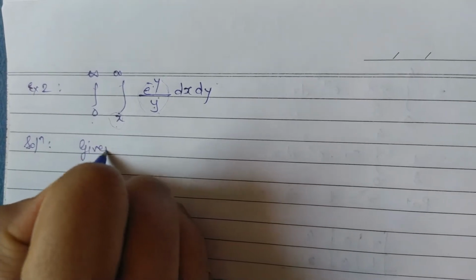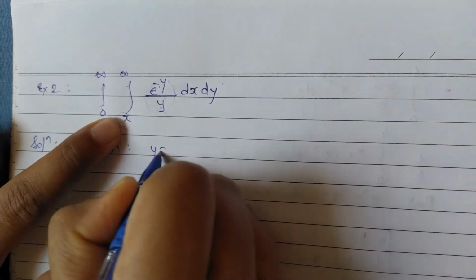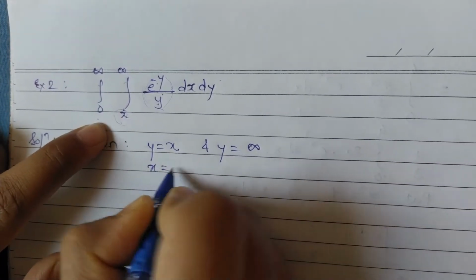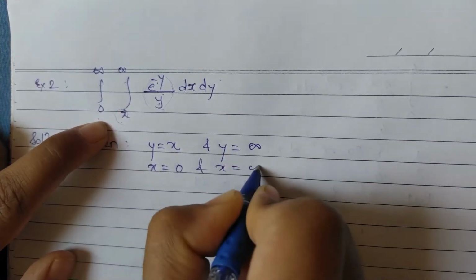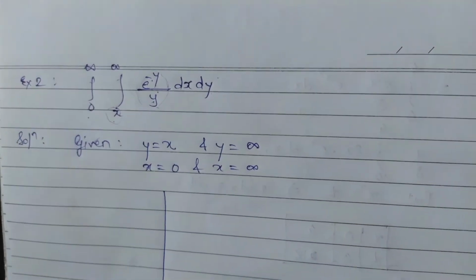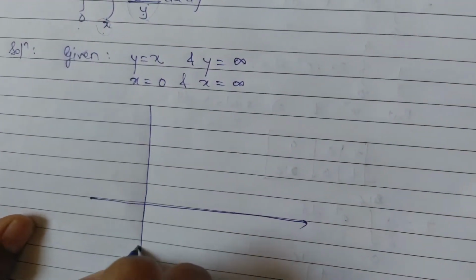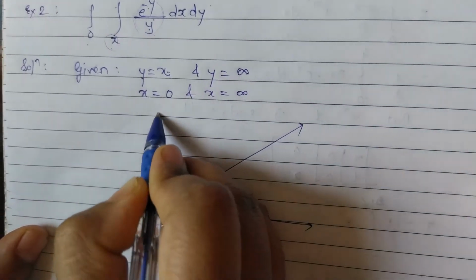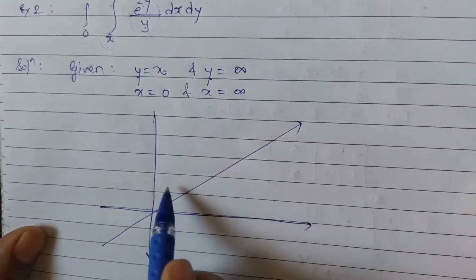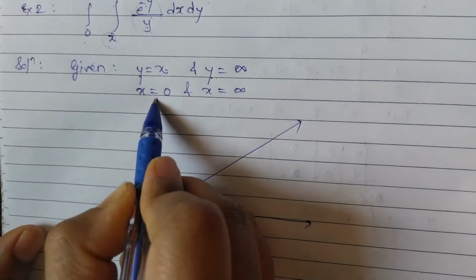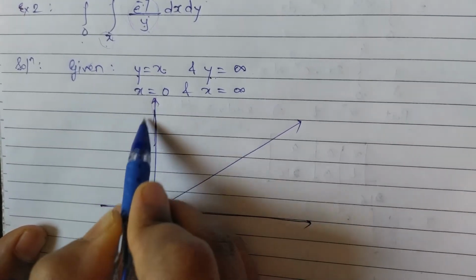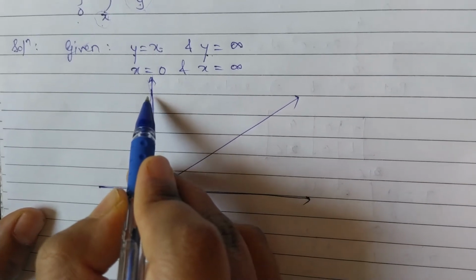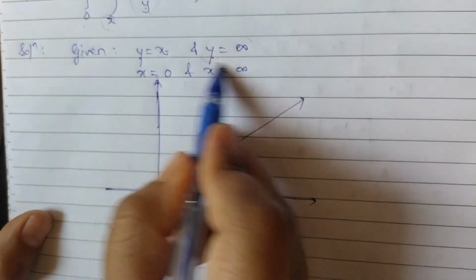What is given: y is equal to x and y is equal to infinity, and x is equal to 0 and x is equal to infinity. So try to draw this. y is equal to x means a straight line passing through the origin, that you know very well. y is equal to infinity means it is a straight line somewhere at infinity on the y-axis. So we cannot draw it over here because this line is at infinity.